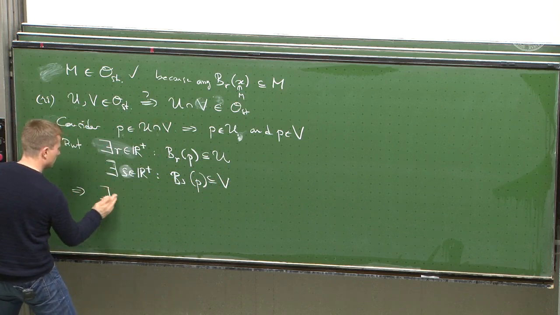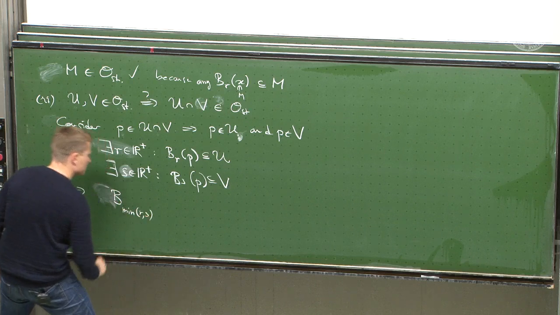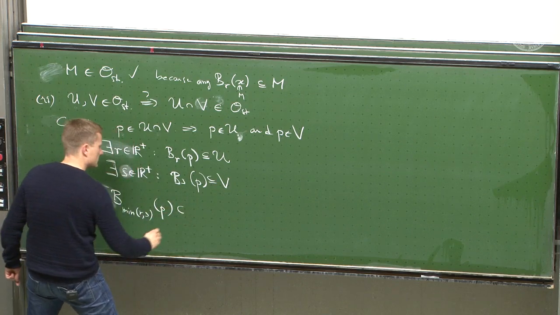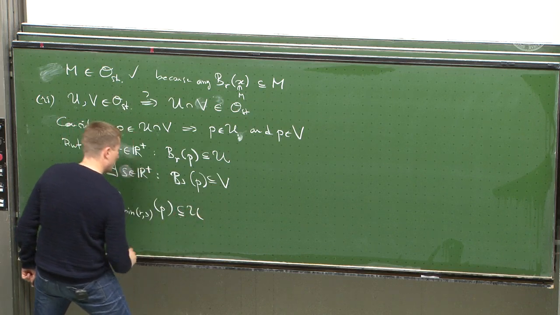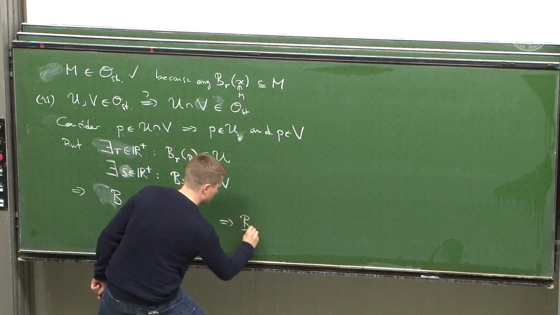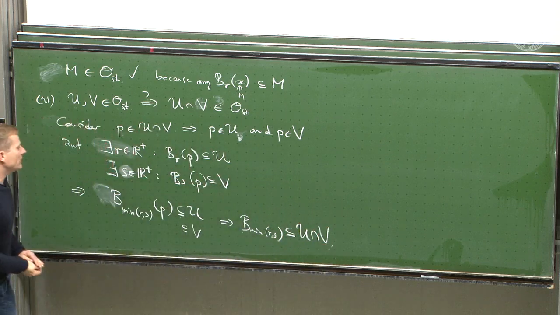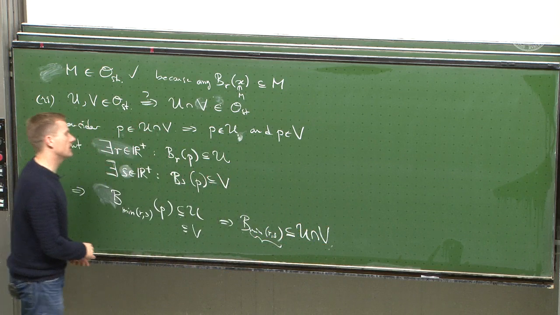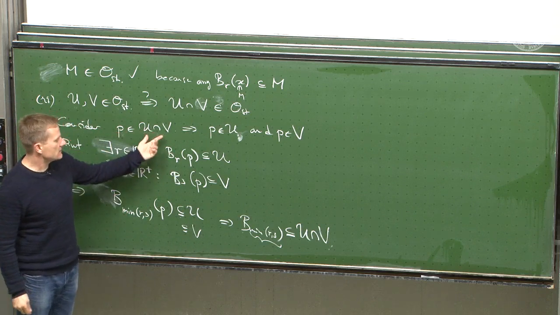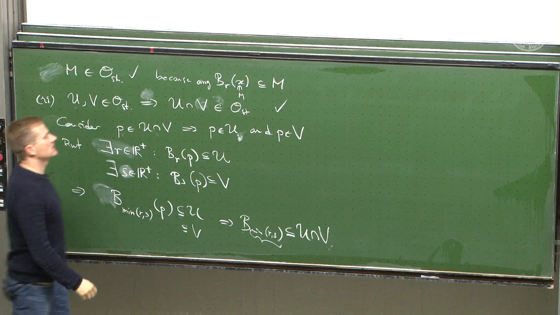But then immediately it's clear that the ball of radius the minimum of R and S, the smaller one, or either if they are equal, around P, lies in both U and V. But that means it lies in the intersection. So we found a ball that lies in there. Because we took an arbitrary point out of the intersection, this conclusion can be drawn for any point in the intersection. Hence, this lies in here. So indeed, this is correct.